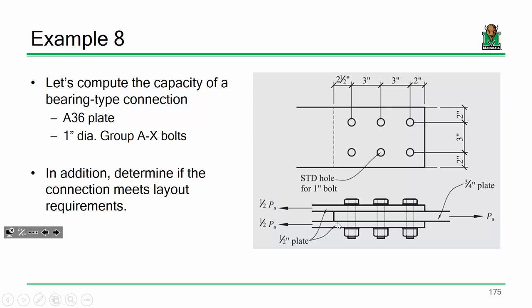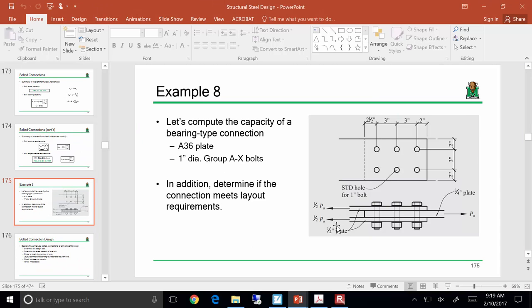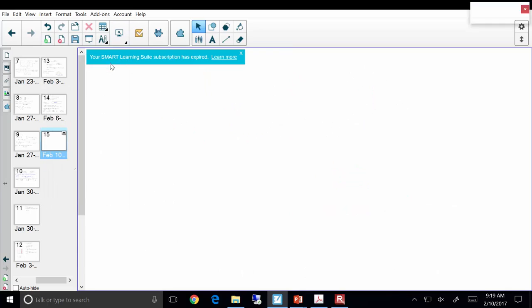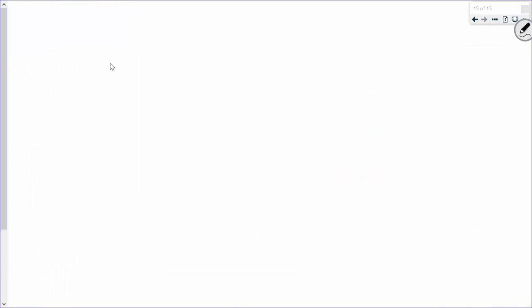Okay. So let's just get into it, and let's take it one step at a time. Example 8. Right off the bat, let's list some properties regarding this connection that are going to be constant throughout the entire calculation. Let's start off with something simple. Let's start off with the bolt holes.